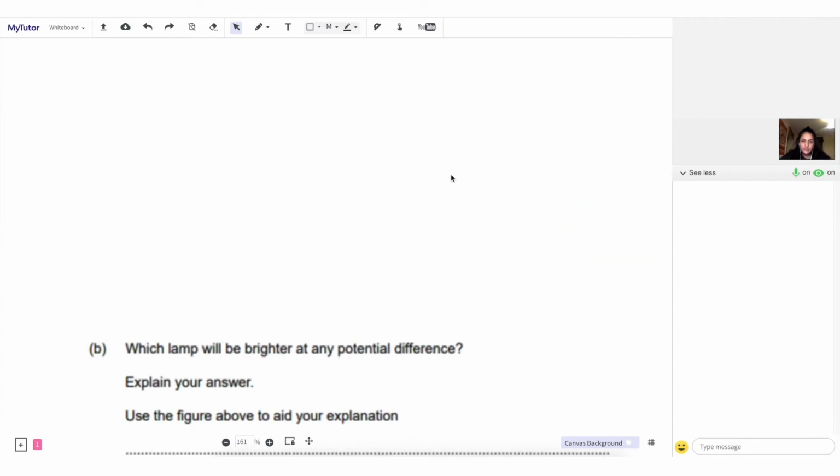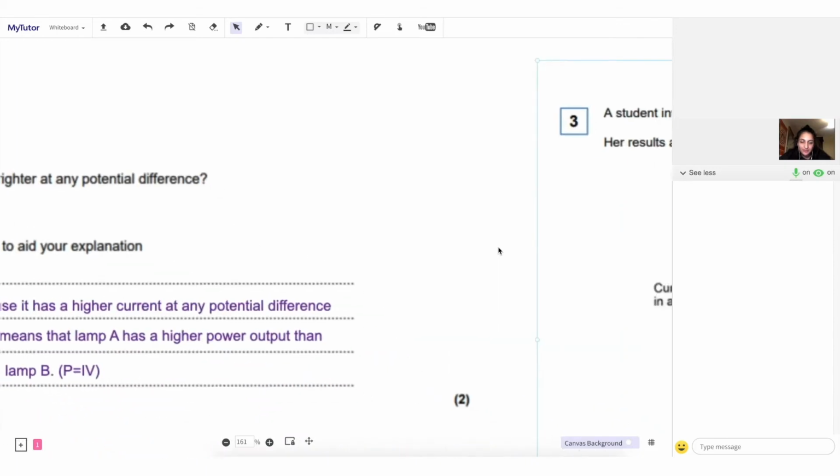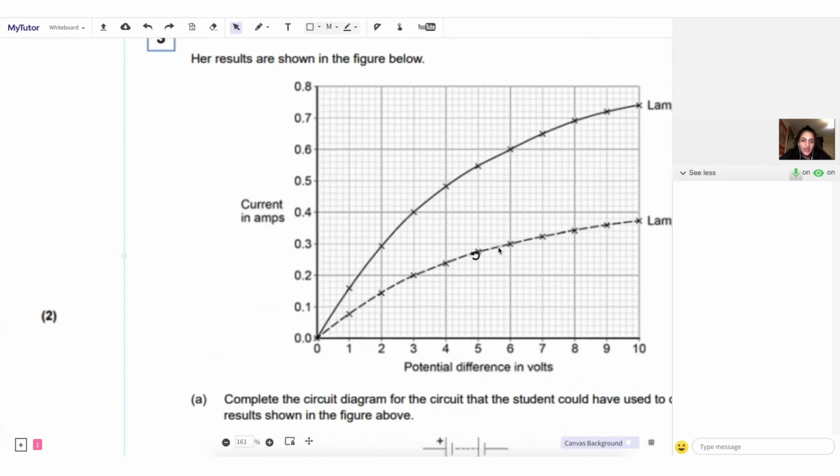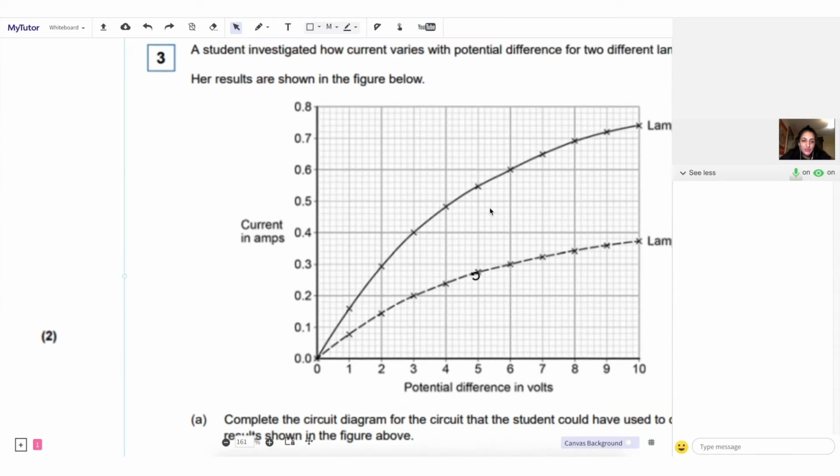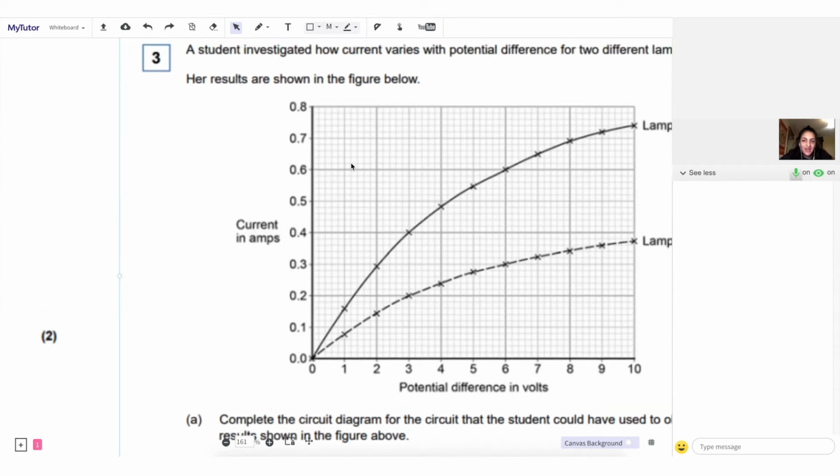a voltmeter in parallel with the bulb that we're trying to measure the potential difference of, according to our circuit rules. The next part of the question asks us which lamp will be brighter at any potential difference, and to explain our answer using the figure given. If we look to the graph, we can see that at any potential difference, lamp A has a higher current.